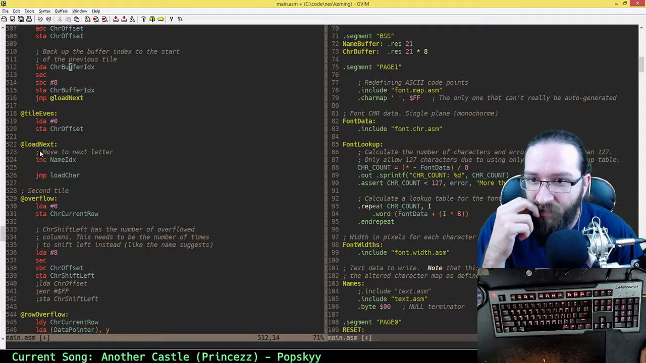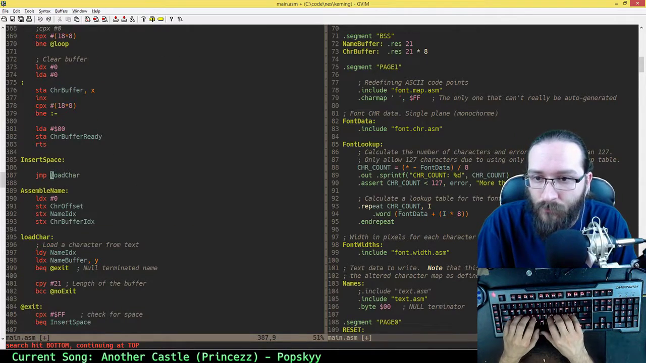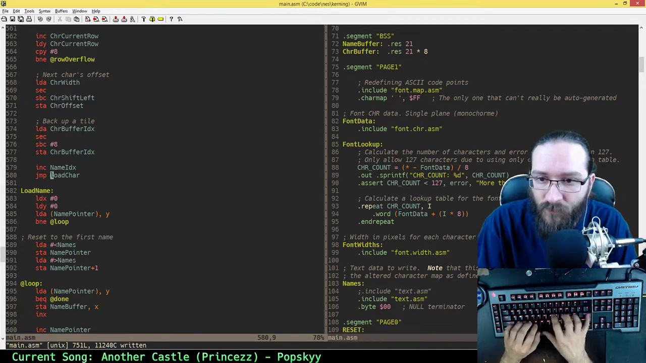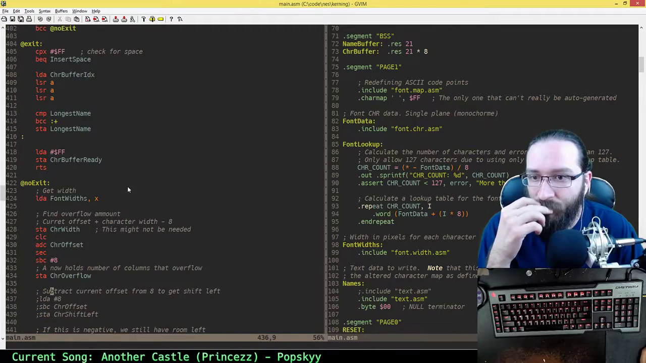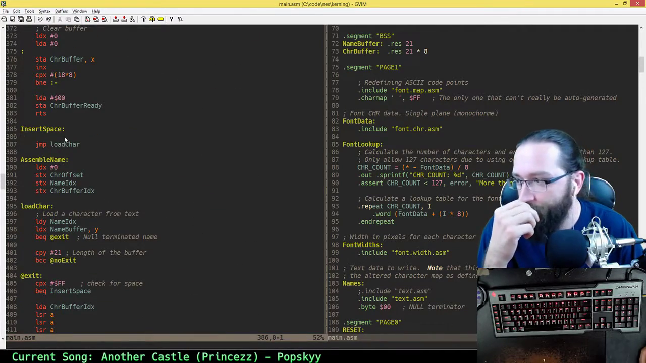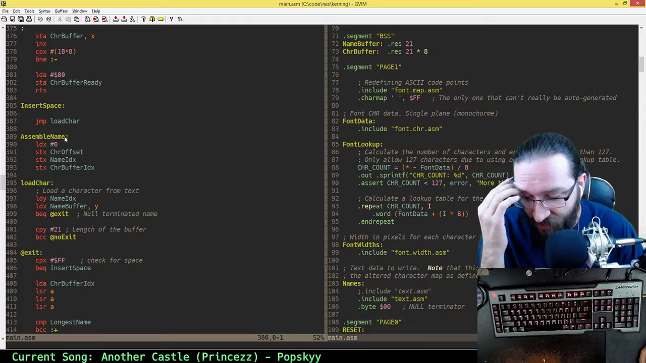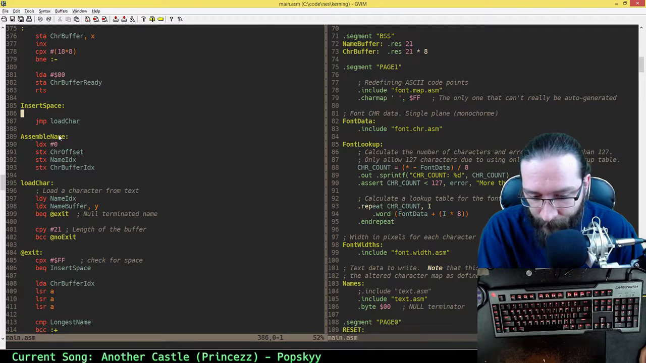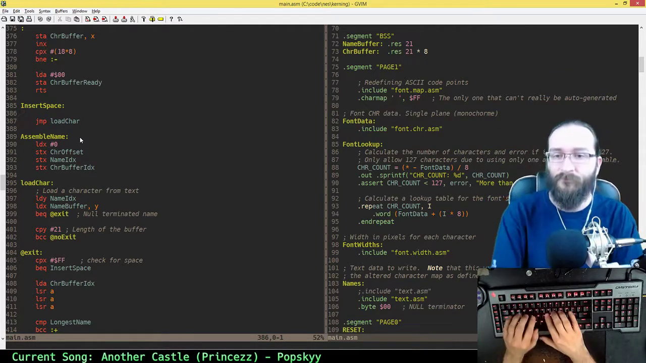Where's load next? Load next there. Just there. Okay, that should work. Alright. So we handled the width. So all that should do is set the... I should check for overflow. And just set the, what's it? The offset for the next one. Alright.